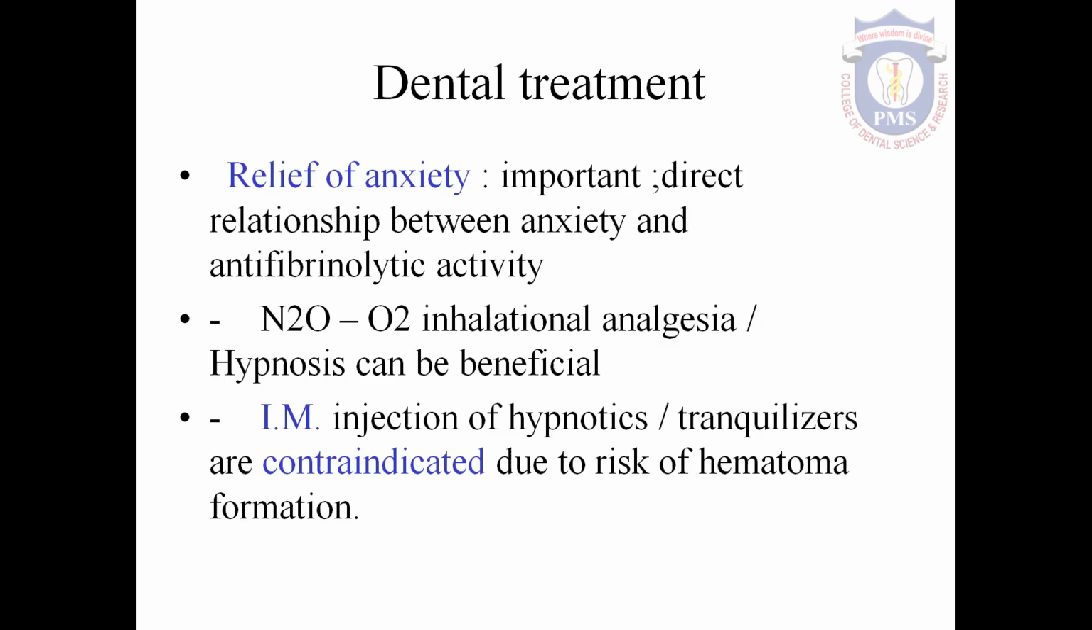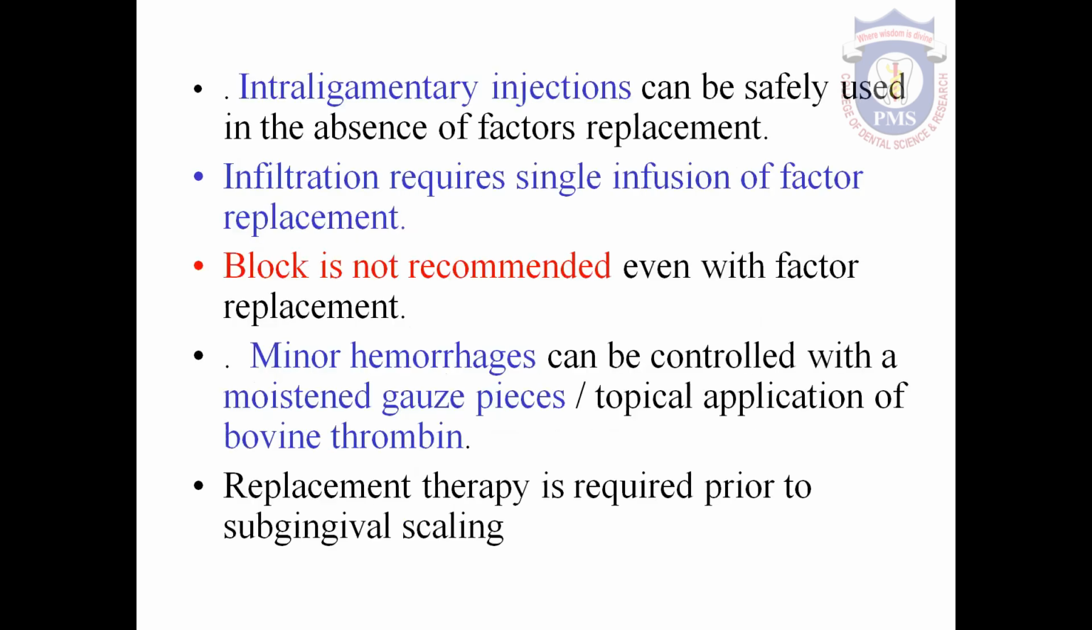The one thing that is contraindicated in a hemophilic patient is intramuscular injections. Intramuscular injection of hypnotics or tranquilizers is contraindicated due to the risk of hematoma formation. That is, when you give an intramuscular injection, you are giving it into the muscle. It can again provoke bleeding and collection of blood in the muscles, which can be deteriorating. And the one injection that can be safely given to a hemophilic patient is intraligamentary injection. You can safely administer it without any factor replacement.